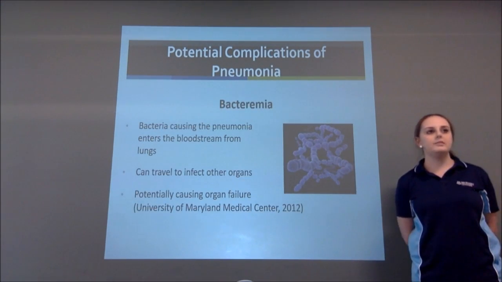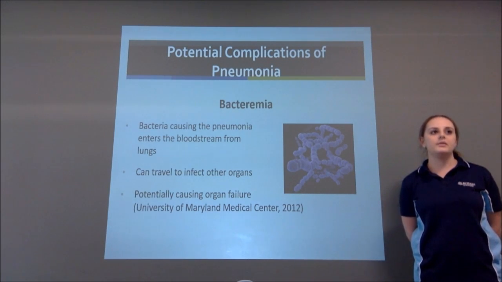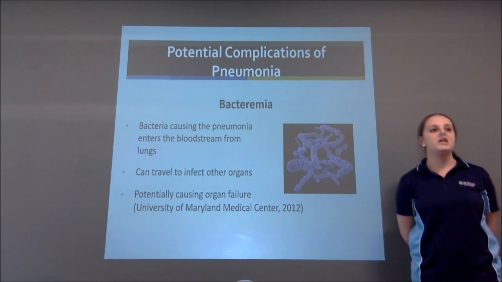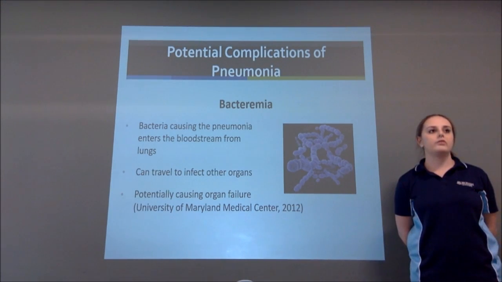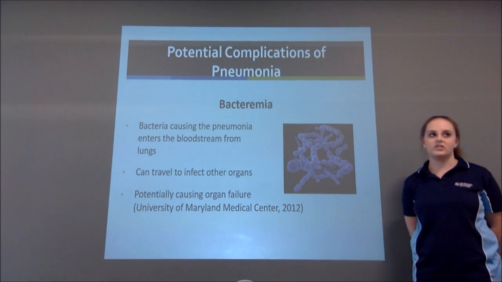Bacteremia. Bacteria in the bloodstream, also known as bacteremia, is one of the potential complications resulting from pneumonia. It occurs when the bacteria causing the pneumonia moves into the bloodstream and may travel through the body to infect other organs, potentially causing organ failure.